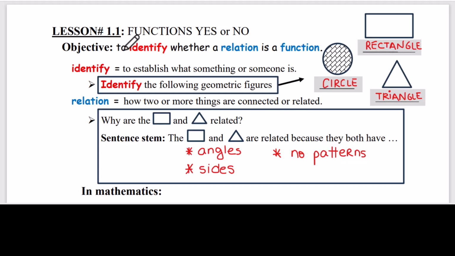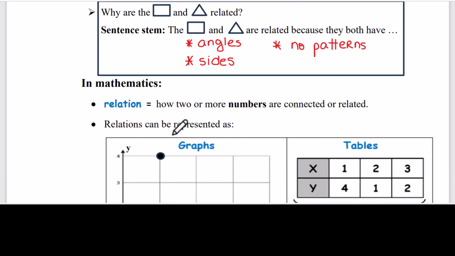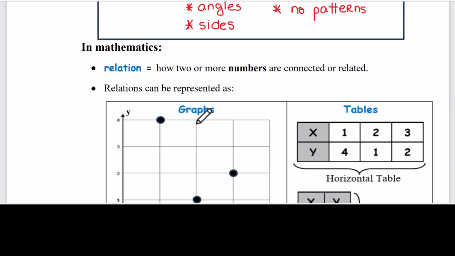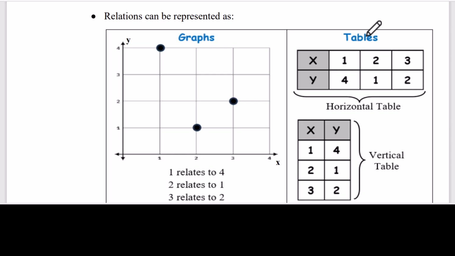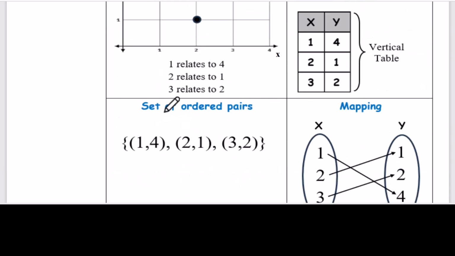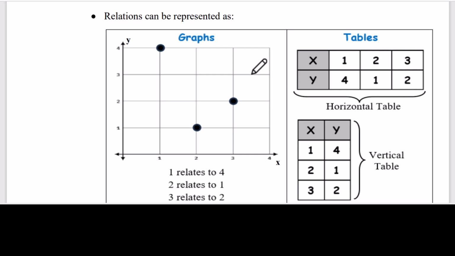So now that we talked about identify and relation, let's look a little bit deeper into mathematics. What is a relation in mathematics? A relation in mathematics is how two or more numbers are connected or related. So let's see how we show or represent those relations in mathematics. The way we do it in mathematics is we use graphs. We can use something called tables. We can also use sets of ordered pairs and mapping. So we're going to look at each one of these four types of representations.